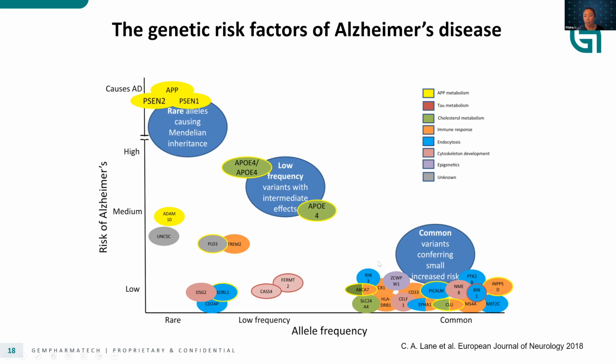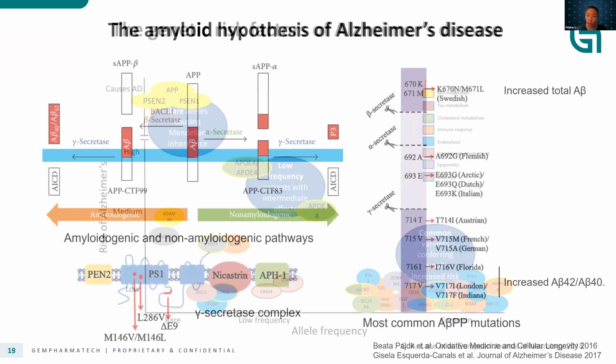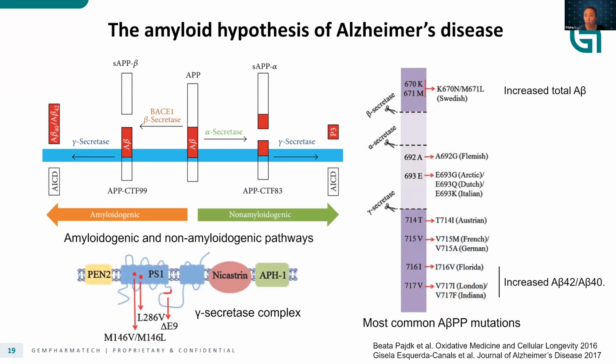And then on the opposite side, there are a lot of other genetic alterations in the genome. However, their chance of causing the disease is much lower than the genes that are in yellow. With this idea in mind, the first thing that we set out to do is to develop a model which is based on the amyloid hypothesis.